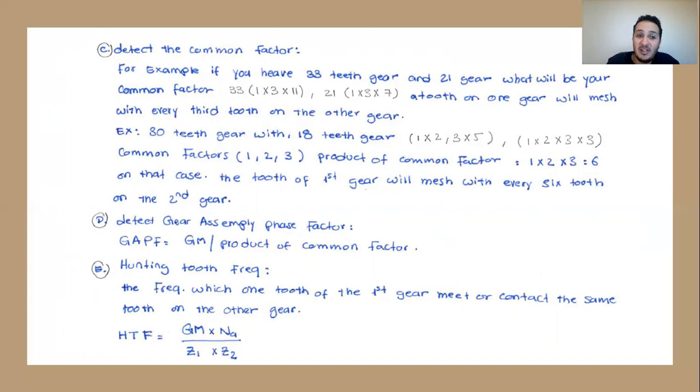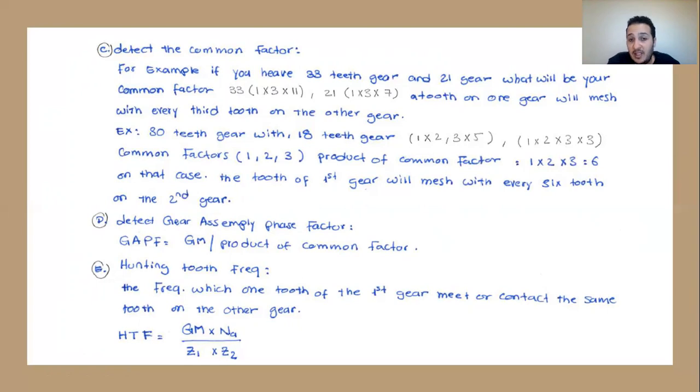But if you have a 30-teeth gear and the other one an 18-teeth gear, the prime factors of the first one will be 1 multiplied by 2 multiplied by 3 and 5. And the 18 teeth will be 1 multiplied by 2 and then multiplied by 3 and 3. So you will have common factors 1, 2, 3. The product of the common factors will be 1 multiplied by 2 and 3, which is 6. In that case, a tooth of the first gear will mesh with every sixth tooth in the second gear.